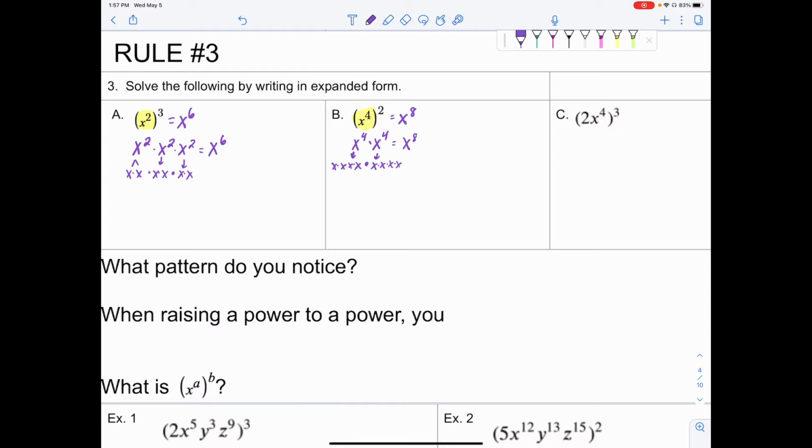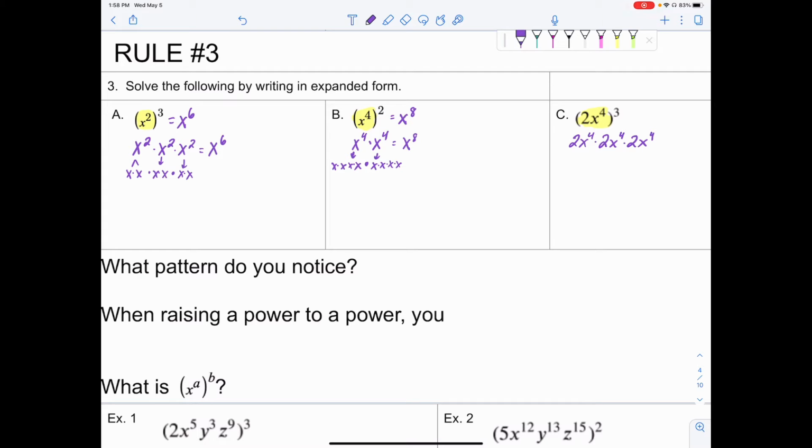C is a little different because there's a coefficient inside the parentheses. There's that 2 in front of the x to the 4th. But if we still think about it through the same lens that we did with A and B, right, we're cubing something. What is it that we're cubing? In this case, we're cubing 2x to the 4th. That means we need to take 2x to the 4th and multiply it by itself 3 times. So 2x to the 4th times 2x to the 4th times 2x to the 4th.